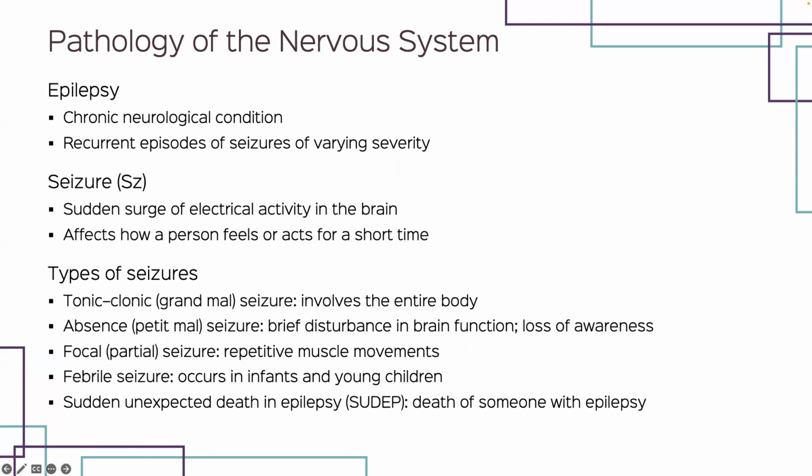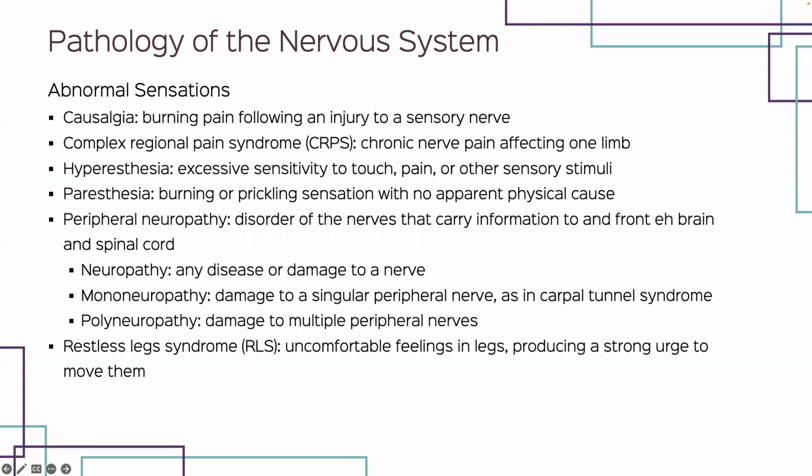Epilepsies and seizures. So you have recurrent episodes within your epilepsy or your seizure. You can have single, multiple, or clusters. Your abnormal sensations: you've got causalgia, which is burning pain that follows an injury to a sensory nerve. Hyperesthesia, which is excessive sensitivity to touch, pain, or other sensory stimuli. Restless leg syndrome, so an uncomfortable feeling in your leg. Typically it will happen at night when you lay down, but some people do experience that RLS during the day.